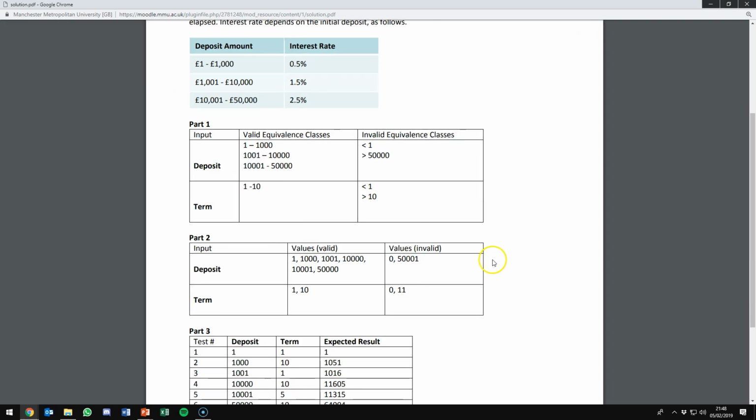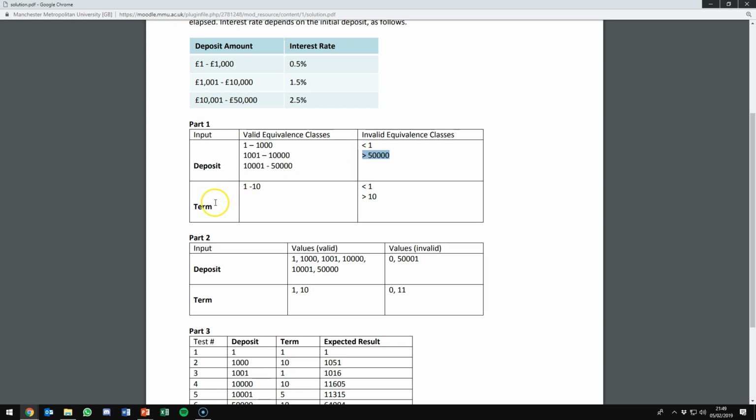So part one is to get the equivalence classes, or the equivalence partitions, and as you probably guessed, the valid equivalence partitions for deposit, they can deposit 1 to 1,000 based on that example in the slide. 1,001 to 10,000 is valid, 10,001 to 50,000 is valid, which means the invalid equivalence classes are anything less than 1 or anything more than 50,000.